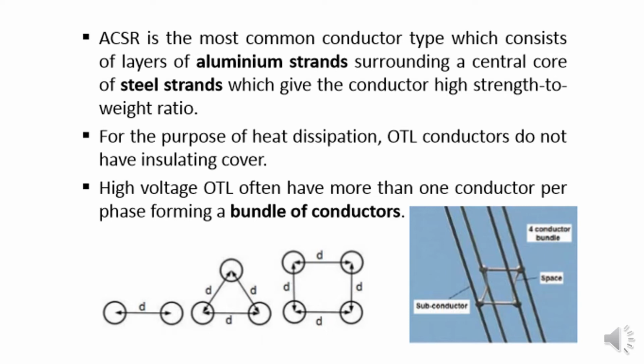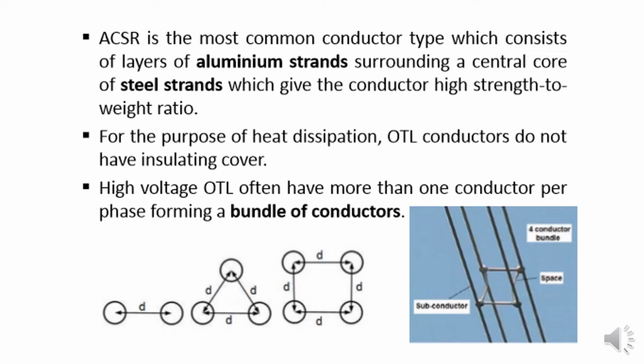Most of the time there will be more than one conductor per phase, forming a bundle of conductors. That means there won't be any single conductor, because if we have a single conductor, the resistance will increase. But if we use a few conductors, like two conductors, as you can see in the figure, three conductors or four conductors, it can reduce that resistance also.